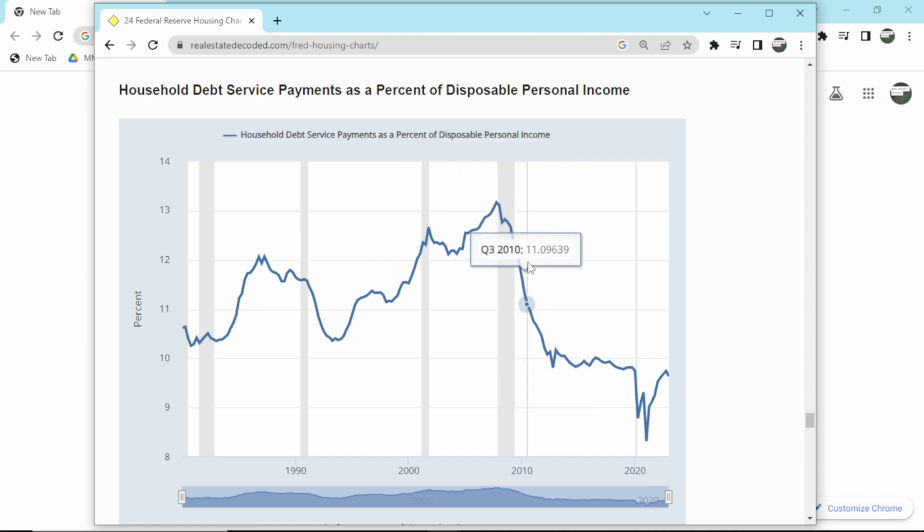And since then, the consumer has been in a stronger financial position. And most recent data is showing that as of 2023, total household debt is at 9.6% of disposable personal income. Okay, on to the next chart.